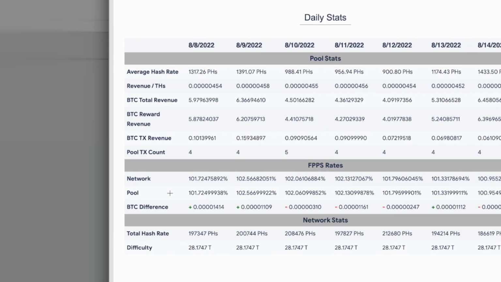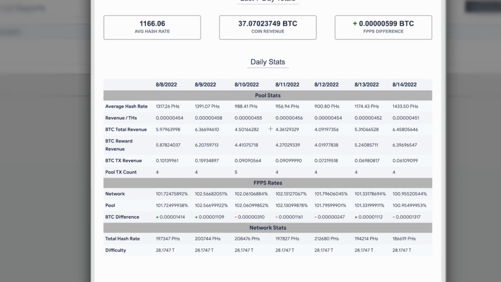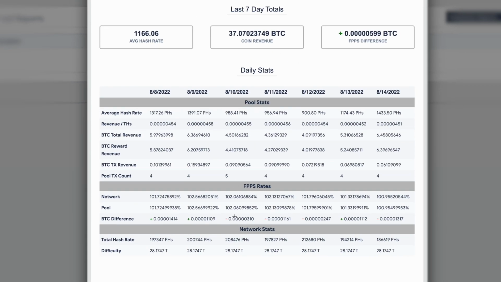So on August 8th, I can see that this account compared to the Bitcoin network and how transaction fees were being paid out for the day, this user got overpaid a little bit. On August 10th, I can see this user was underpaid a little bit. On August 11th, underpaid. And if I zoom out across this 7-day reporting window, top right, this user was overpaid for this 7-day window. You can get these reports daily, weekly, monthly.